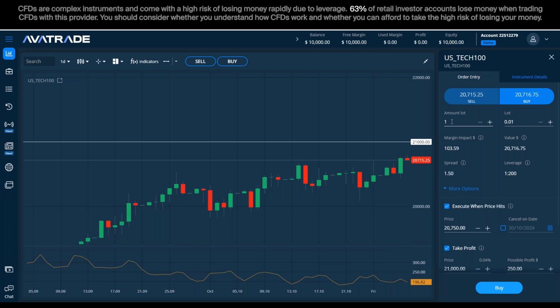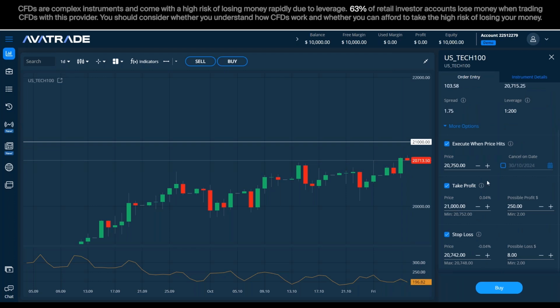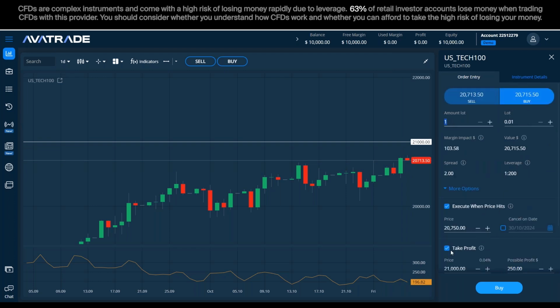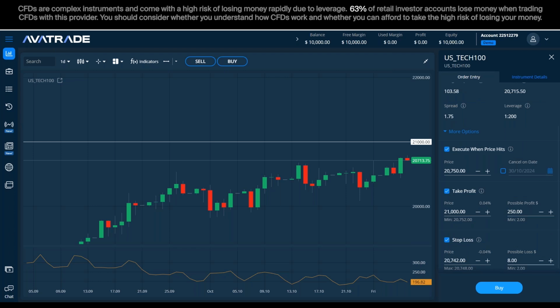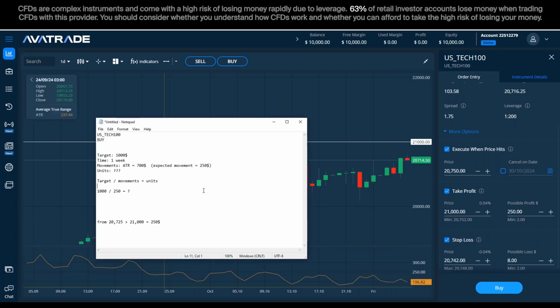Now, since we spoke about it in the beginning, every index that I take, every dollar movement equals $1. And now, when I'm expecting $250 and I have just one unit, we're going to make $250. Now, if I divide the target by what I'm expecting, I can know how many units I need. And the answer for that is 4.